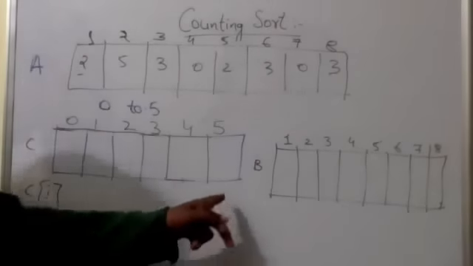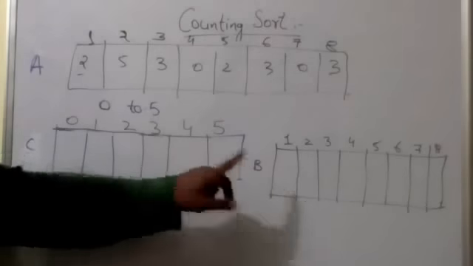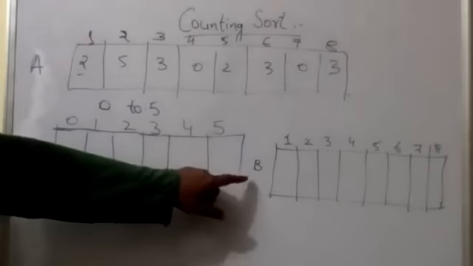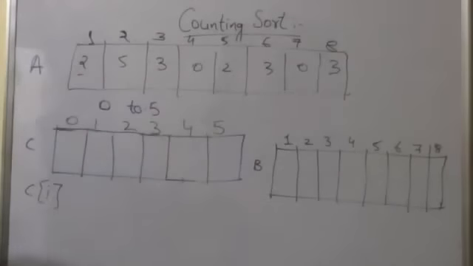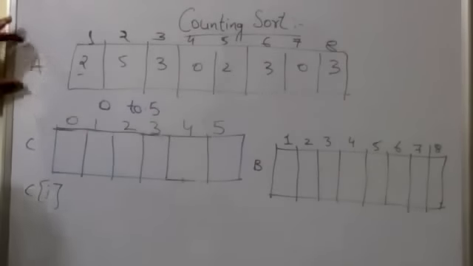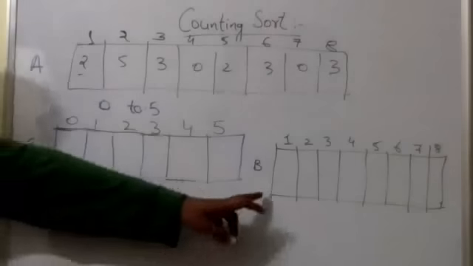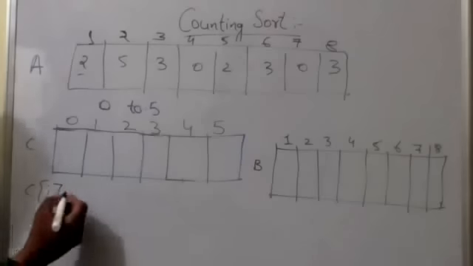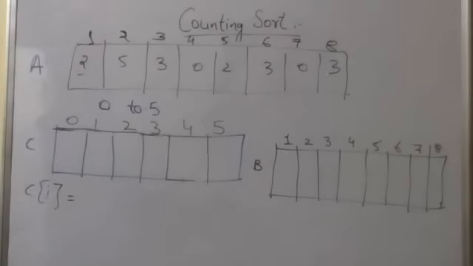And we will need one more array, array B. Array B will hold 8 elements, and its indexes are from 1 to 8. Array B will hold the elements of array A arranged in increasing order. Now, what do we have to do? First of all, in array C at index I, we will store the value equal to the number of times this element I appears in array A.